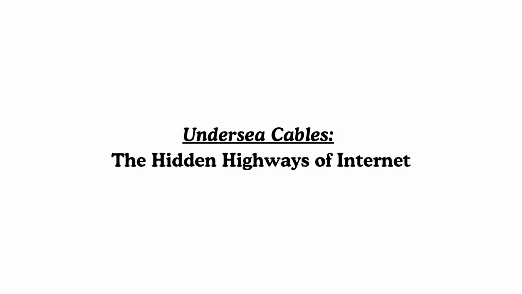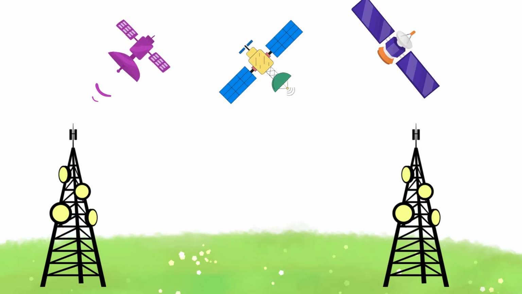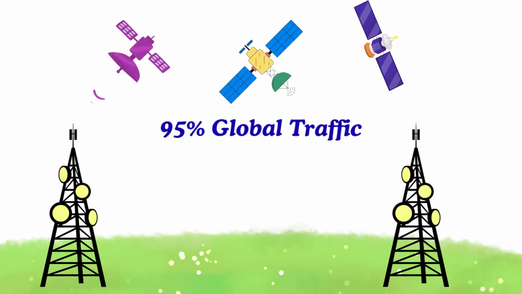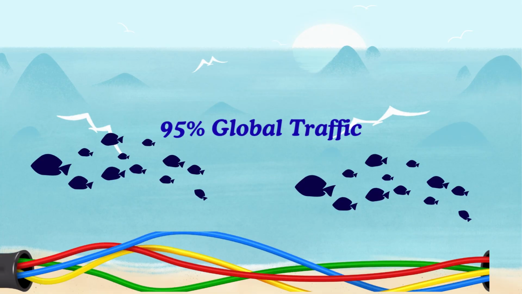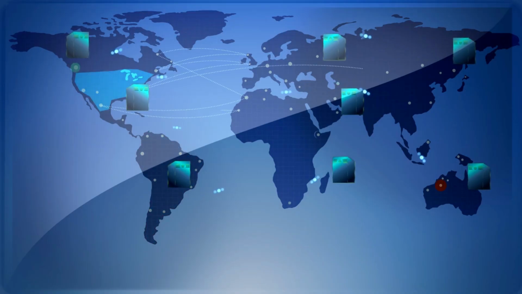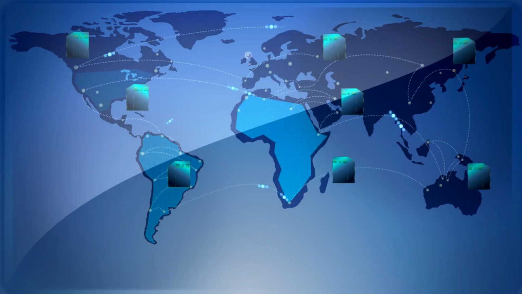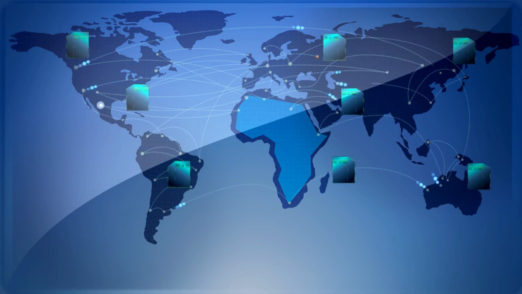Now let's talk about one of the most fascinating parts of the internet, undersea cables. Most people think the internet comes from satellites, but in reality, around 95% of global internet traffic actually travels through cables laid deep under the oceans. These ultra-thin fiber optic cables connect entire continents. From India to Europe, America, and Australia, everything is interconnected.